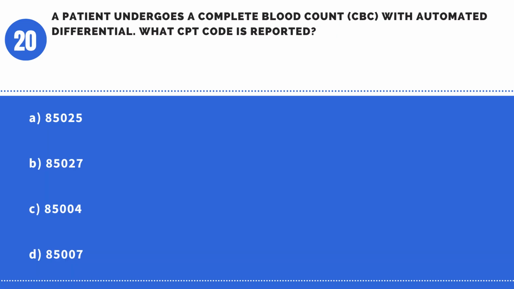Question 20. A patient undergoes a complete blood count, CBC, with automated differential. What CPT code is reported? A. 85025. B. 85027. C. 85004. D. 85007.